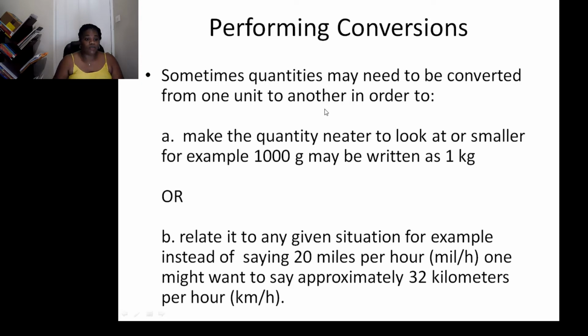Sometimes quantities may need to be converted from one unit to another in order to, A, make the quantity neater to look at, or smaller. For example, 1000 grams may be written as 1 kilogram. Or B, relate it to any given situation. For example, instead of saying 20 miles per hour, one might want to say approximately 32 kilometers per hour.